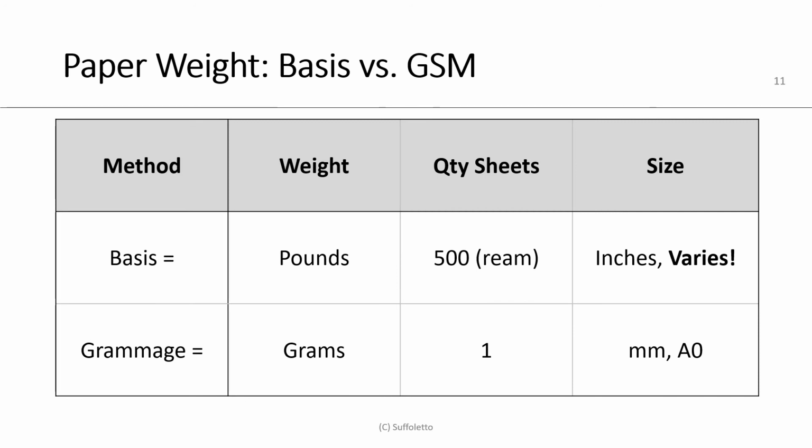Let's compare the weight systems here. Basis weight is always the weight in pounds of always 500 sheets, which is called a ream, always in inches, but the problem here is it varies in terms of the size because different types of papers have different basis sizes, so it gets a little confusing. In the grammage system, the weight is always in grams, not pounds. We're only talking about a single one sheet, not 500 a ream, and the size is always going to be in millimeters or centimeters, not inches. And A0 is the base size.